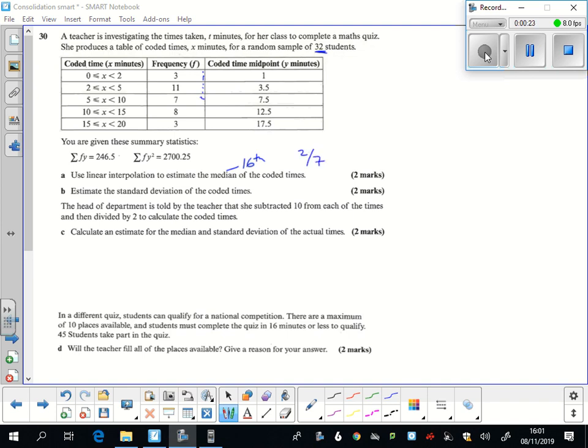So that is 2/7 of that group. That group is 5 wide. 2/7 of 5. Add the lower end. 2/7 of 5. Add 5. I make that 6.43.